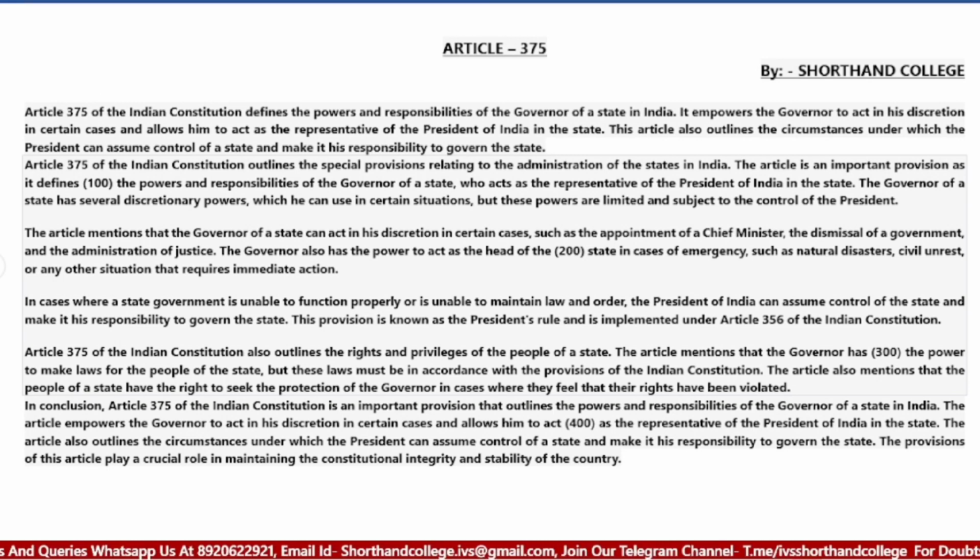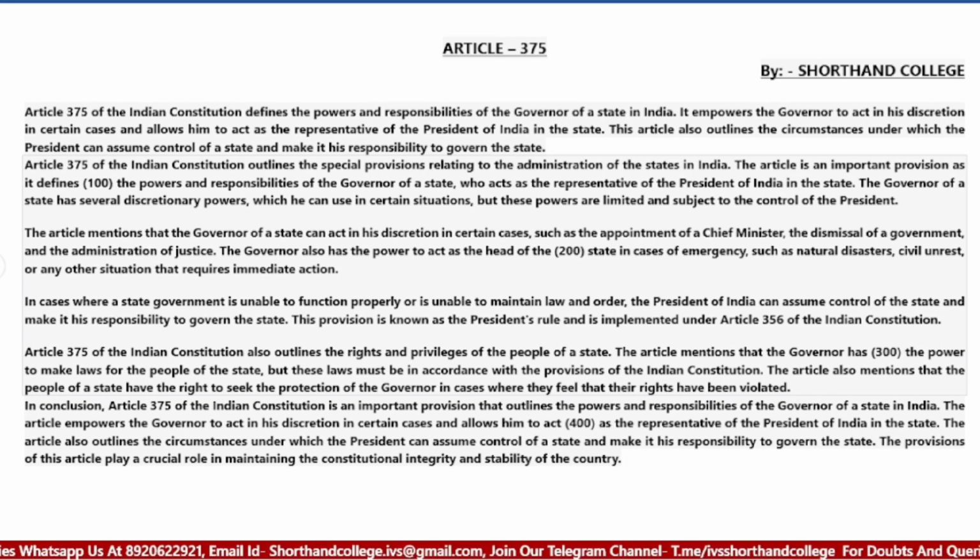Article 375 of the Indian Constitution also outlines the rights and privileges of the people of a state. The article mentions that the governor has the power to make laws for the people of the state, but these laws must be in accordance with the provisions of the Indian Constitution. The article also mentions that the people of a state have the right to seek the protection of the governor in cases where they feel that their rights have been violated.